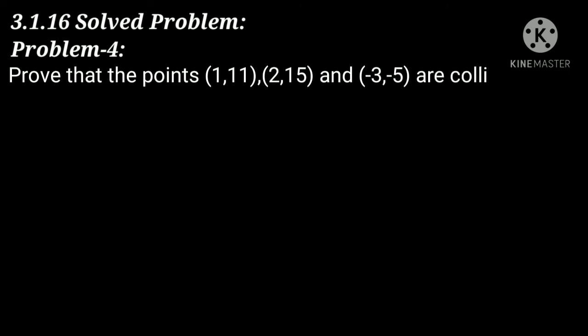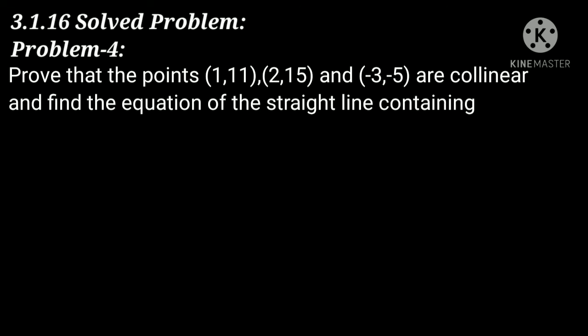3.1.16 Solved problems. Problem number 4. Prove that the points (1, 11), (2, 15) and (minus 3, minus 5) are collinear and find the equation of the straight line containing them. This is our given problem. In this problem, we have to prove the given 3 points are collinear and also find the equation of the straight line which passes through the 3 points. Now, we will solve the problem.